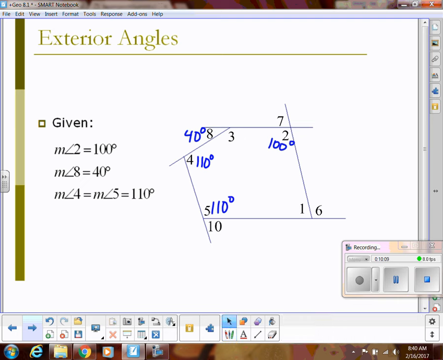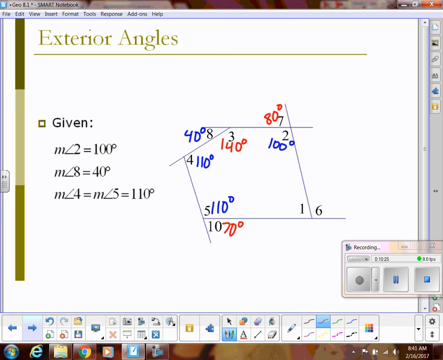Okay, so then what can we conclude about that? Well, each exterior angle makes a linear pair. So this is 70 degrees. 3 is going to be 140. 7 is going to be 80 degrees. And then we still have to find 1 and 6.